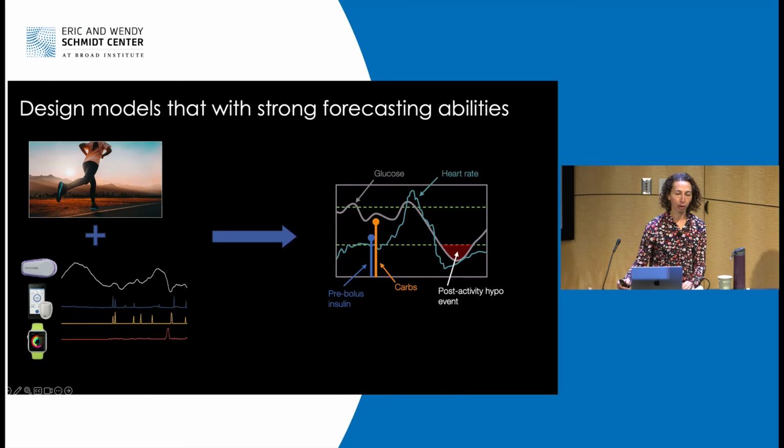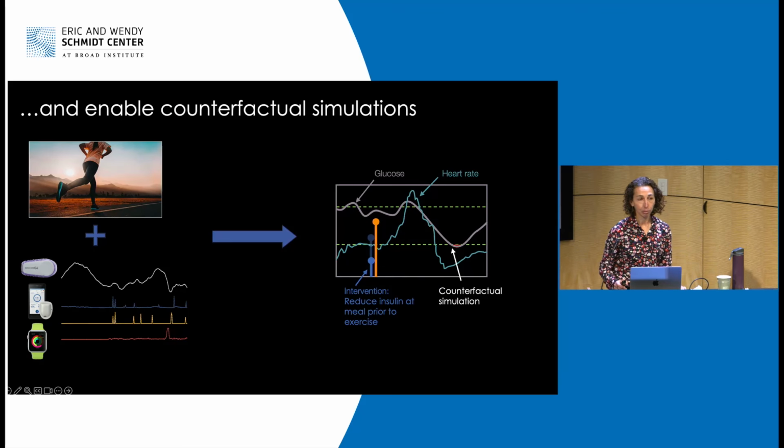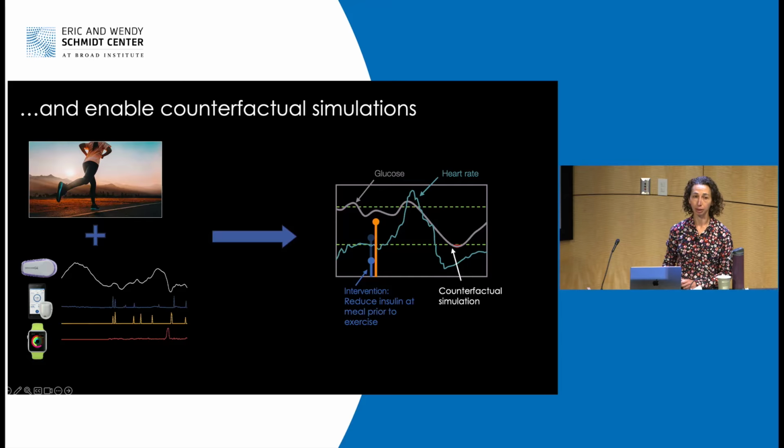So we want models that have good predictive performance. In this little cartoon example here, this person experiences a hypoglycemic event following exercise, and we'd like to be able to predict that it is going to happen. But to guide decision making, we also want our models to be able to form reliable counterfactual simulations so we can explore other potential interventions, such as reducing insulin at the meal prior to exercise. And maybe this would avoid that hypoglycemic event.